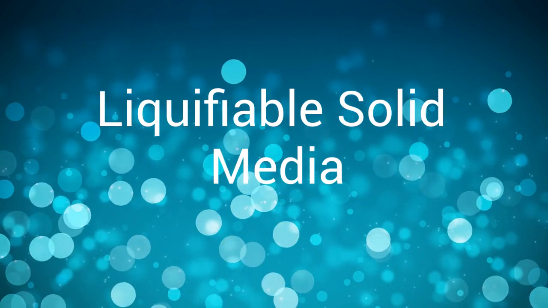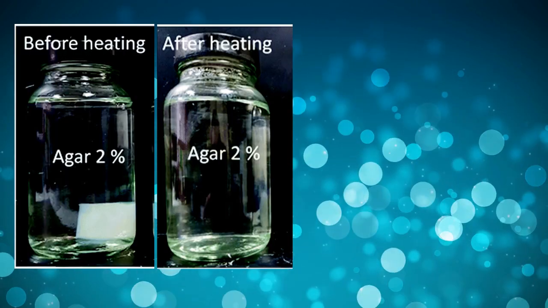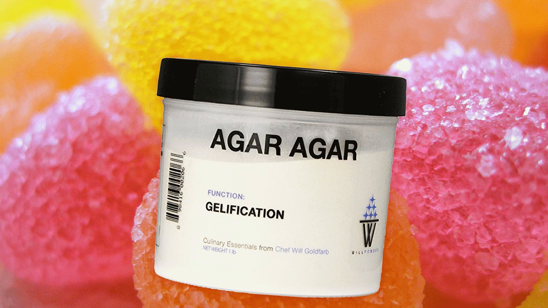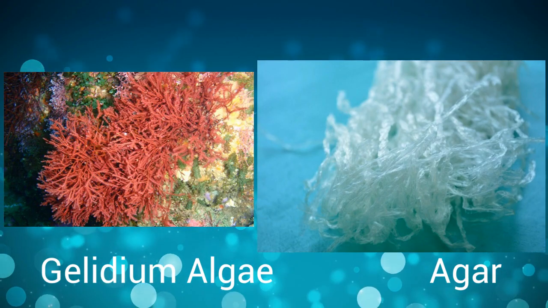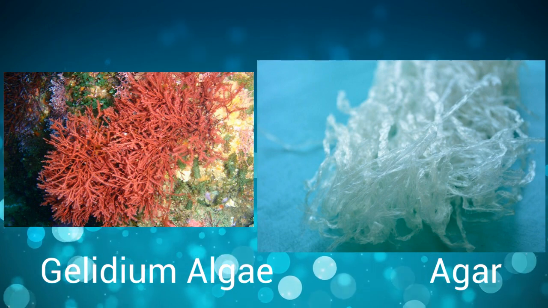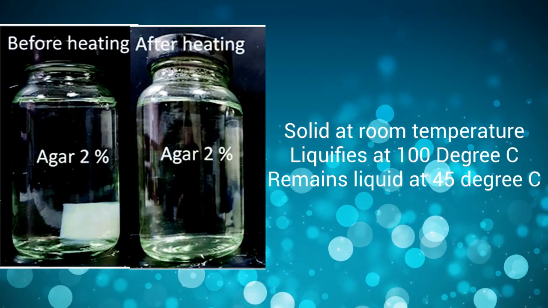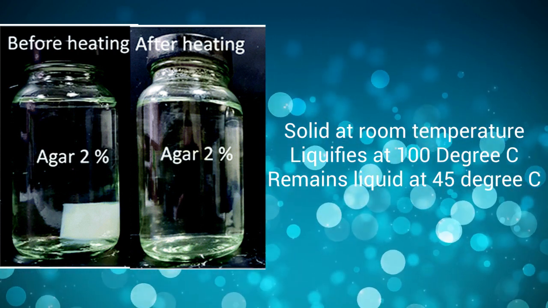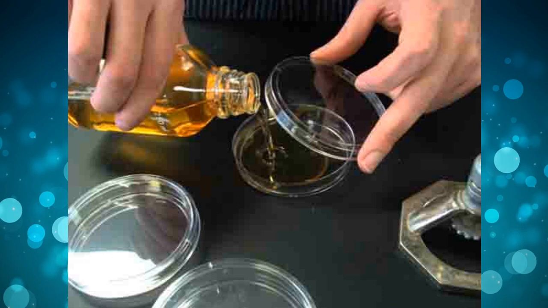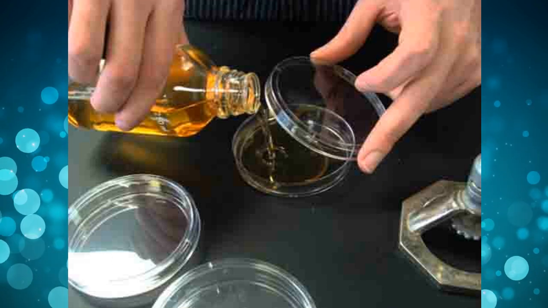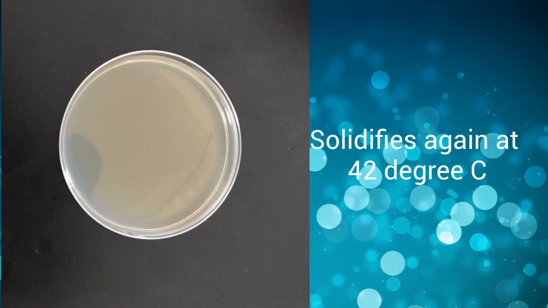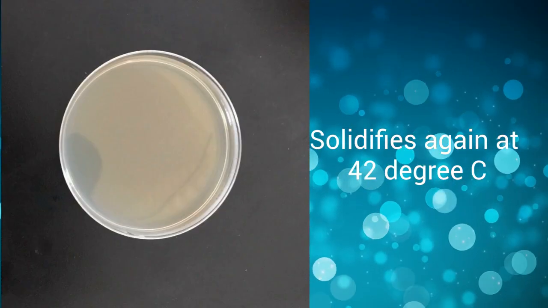They contain a solidifying agent that changes its physical property in response to temperature. The most effective and widely used solidifying agent is agar. It is a complex polysaccharide isolated from the algae Gelidium. Agar is solid at room temperature and liquefies at 100 degrees centigrade, and it remains liquid at 45 to 50 degrees Celsius, and therefore we can work with it easily at this temperature without getting burns, and it can be poured into the petri dishes at this temperature. It solidifies at 42 degrees centigrade.